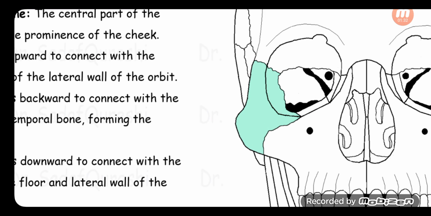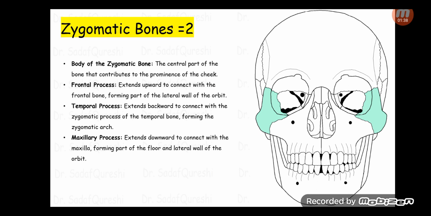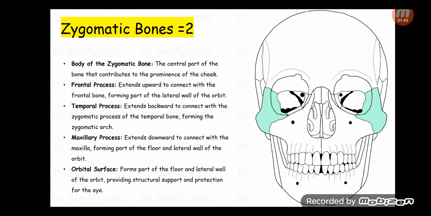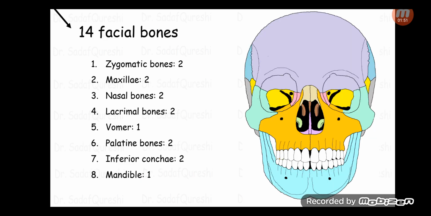Here you can see this area that is forming part of the floor and lateral wall of the orbit is the maxillary process of the zygomatic bone. Then it also has another part, the orbital surface, that forms part of the floor and lateral wall of the orbit, thus providing special support and protection for the eye.